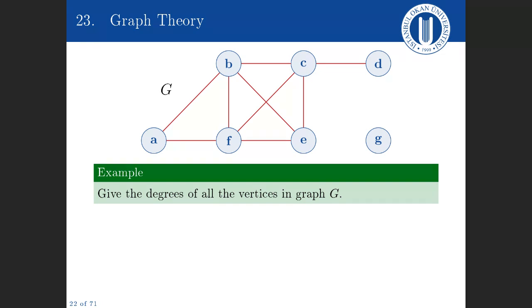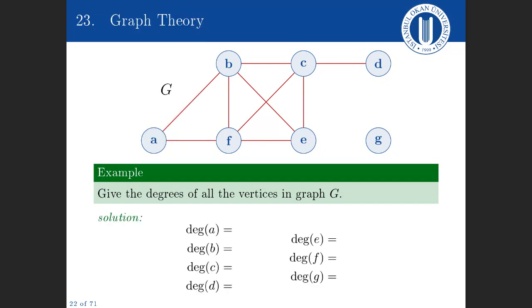So, for example, give the degrees of all of the vertices in graph G. So we have 7 vertices, A, B, C, D, E, F, and G, and we need to count the number of edges connected to each vertex. First of all, let's look at A. We can count 1, 2. So the degree of A must be 2.